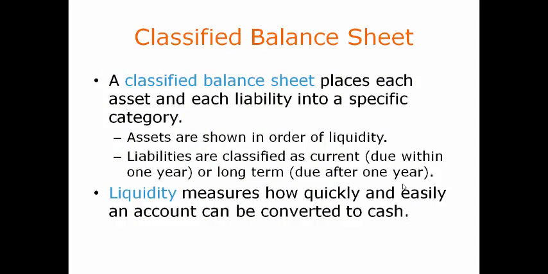The classified balance sheet puts each one of the assets and liabilities into a category, and liquidity is how they're going to convert to cash or how much they're going to have to be paid in cash.